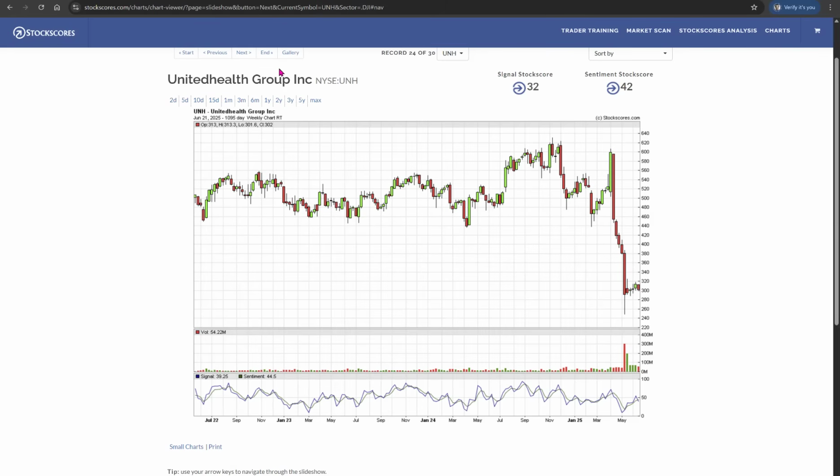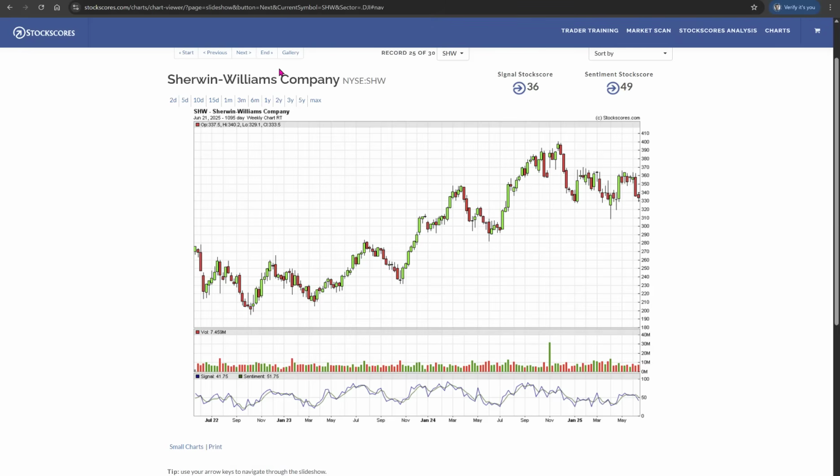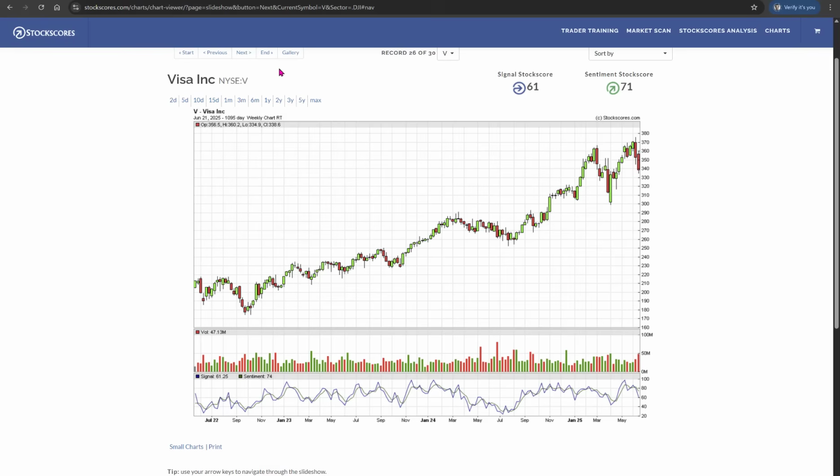United Health, ooh, ugly. You can see a big breakdown the last little while, falling tops, downward trending market. Best avoided until it can start to build rising bottoms. Sherwin-Williams, rising bottom cycle broken, now building a falling top, somewhat negative. I would worry that if it breaks this floor, it could get weaker, so be careful with this stock.